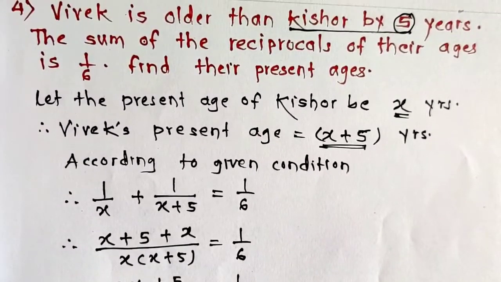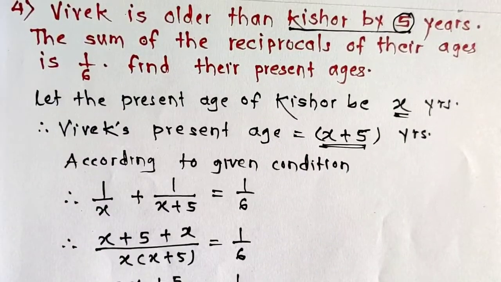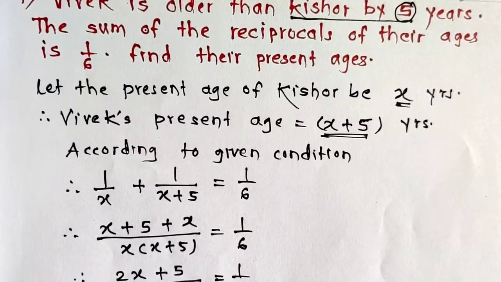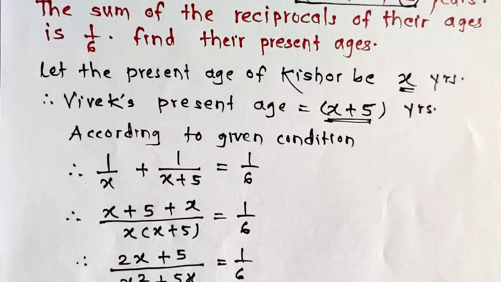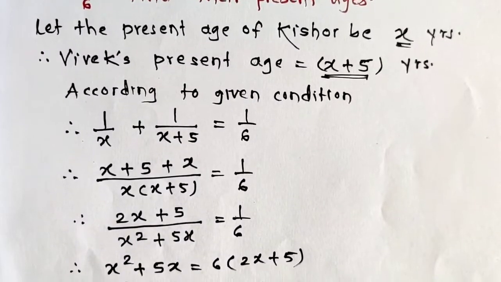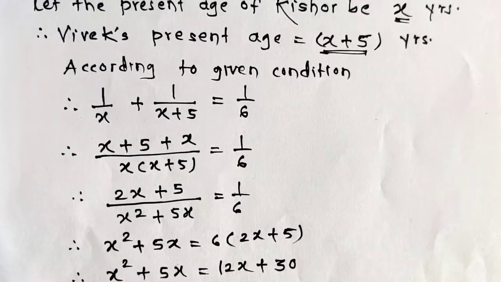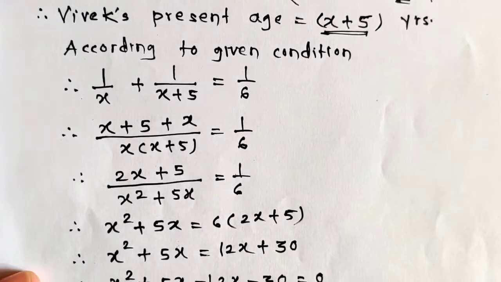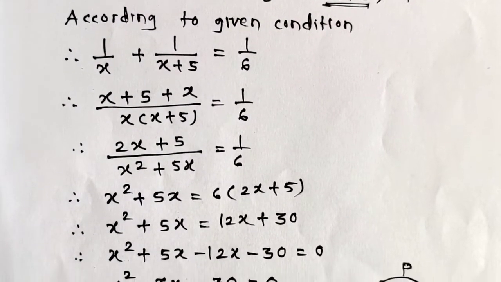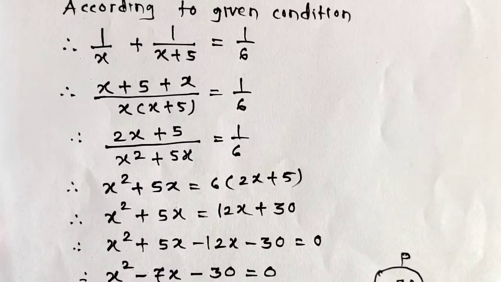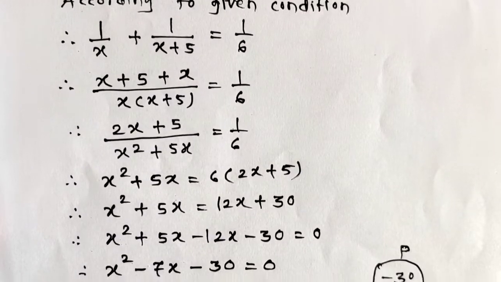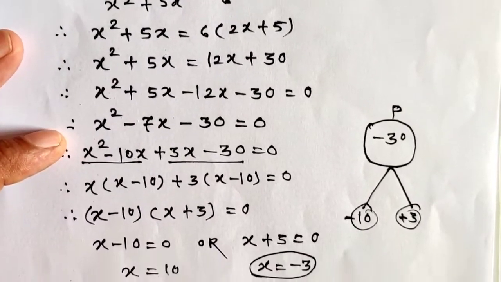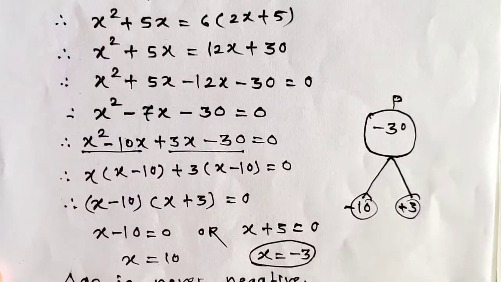So let us see the sum again. Here Vivek is older than Kishore by 5 years. Sum of their reciprocals is equal to 1 upon 6. So let Kishore's age be x, therefore Vivek's age is x plus 5 because older, and according to the given condition the sum of the reciprocals is 1 upon 6. Then by cross multiplication we get one equation. Simplify the equation, we get the final equation x square minus 7x minus 30.